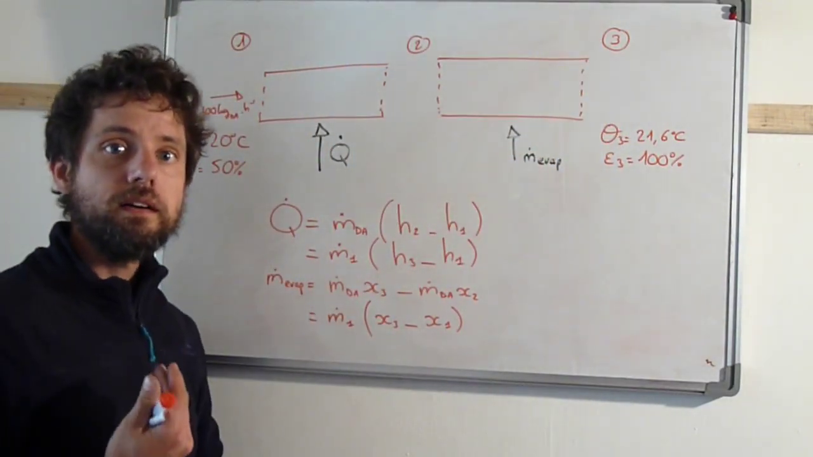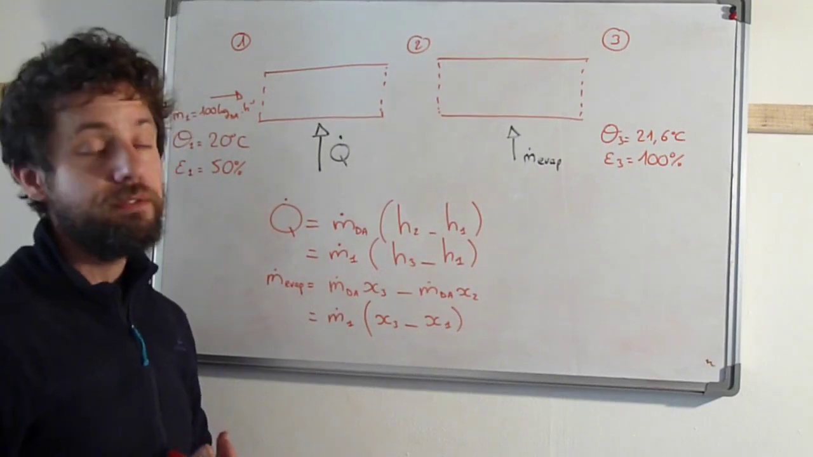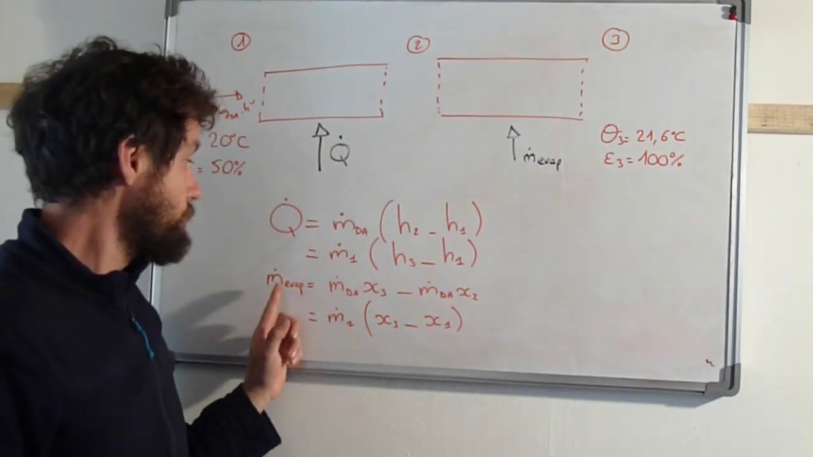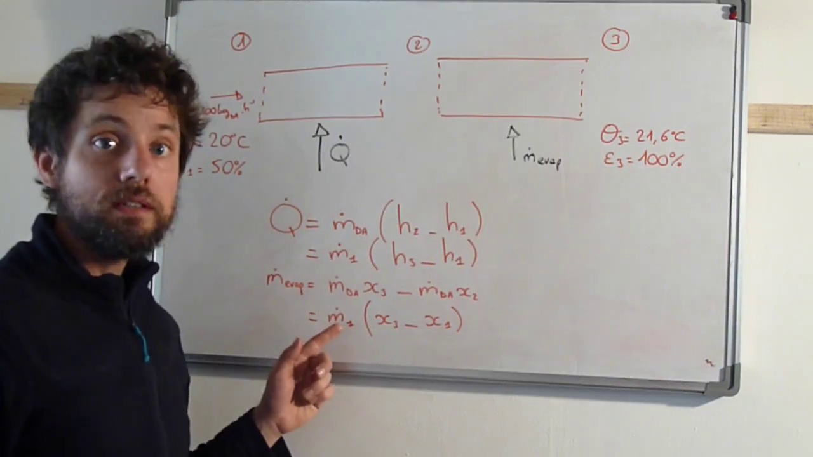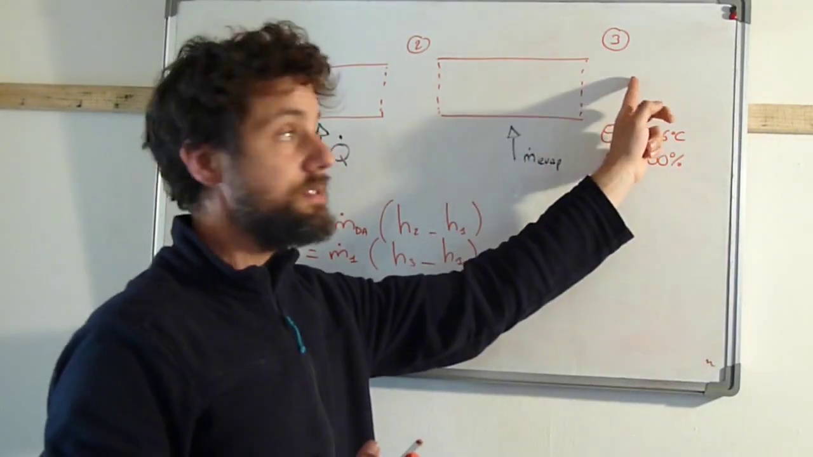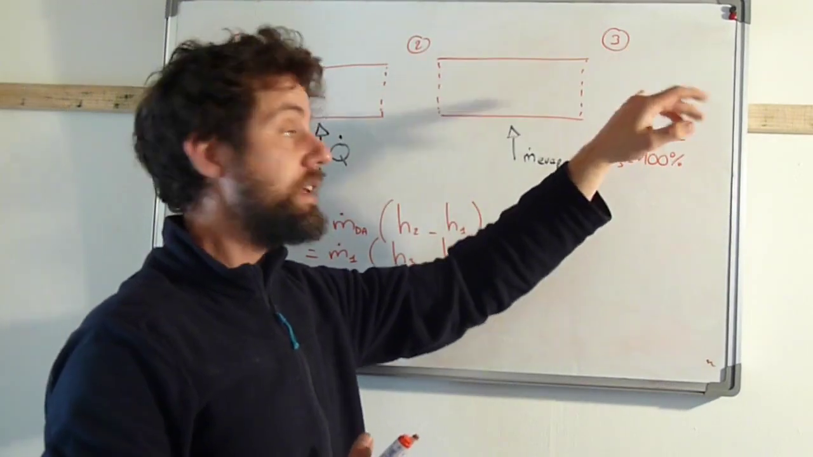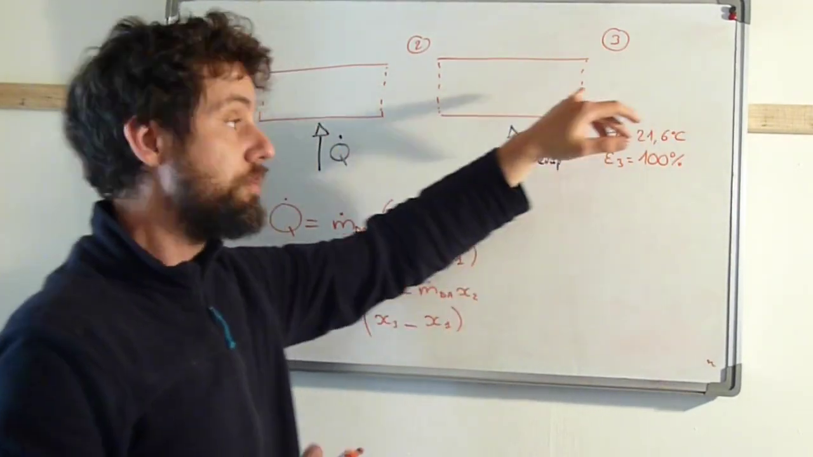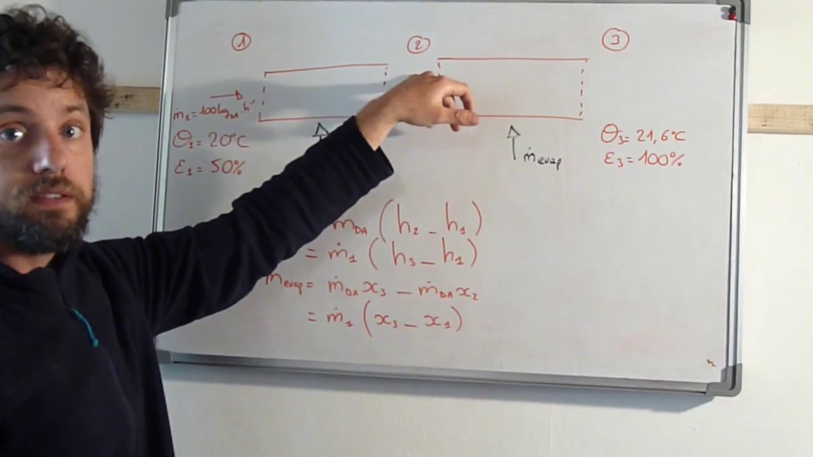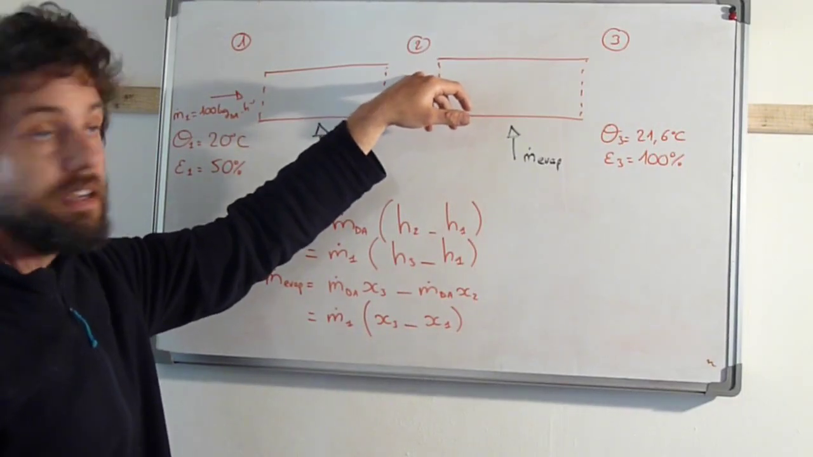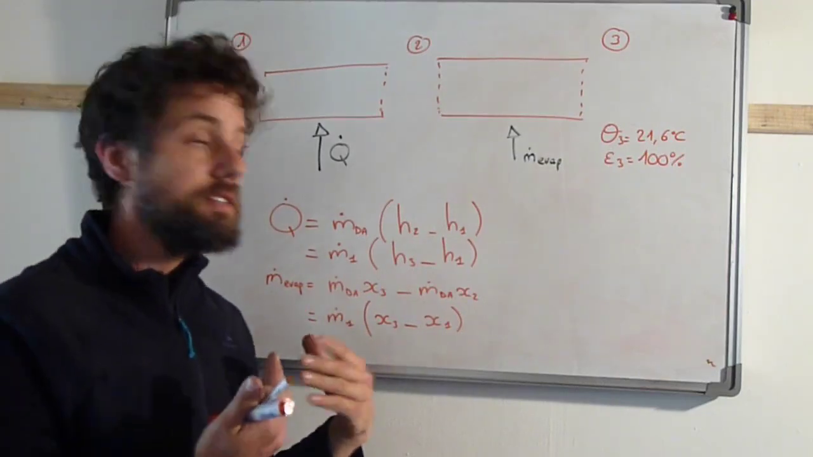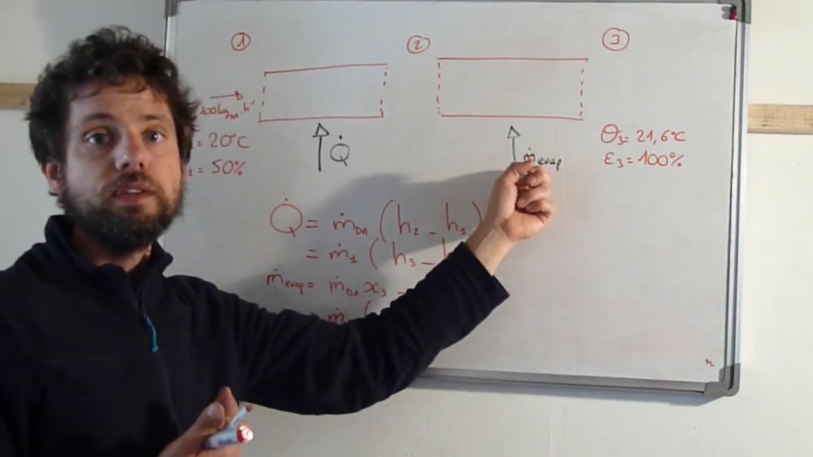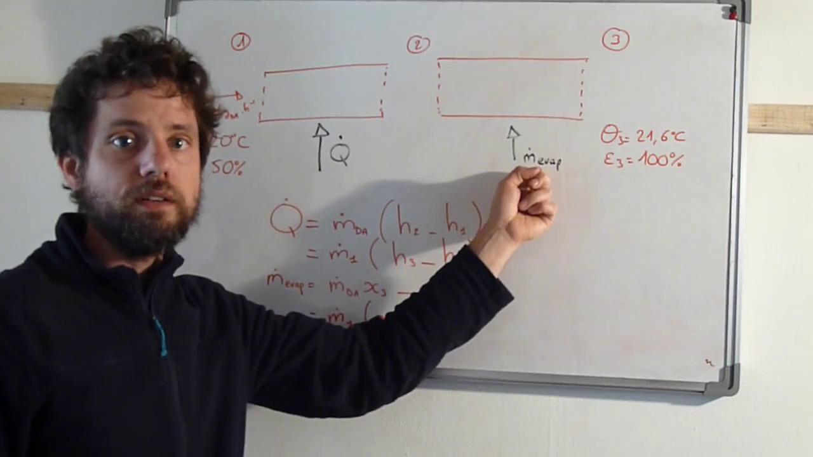Concerning now the flow rate of evaporation, the mass flow rate of evaporation corresponds to the difference between the mass flow rate of water we have with the air in point 3 minus the mass flow rate of water we have with the moist air in point 2. And the difference is the water that was added to the air due to evaporation.